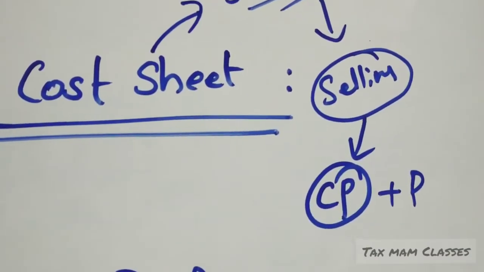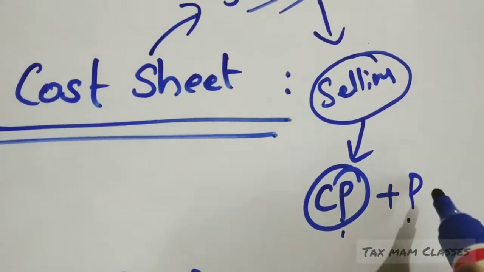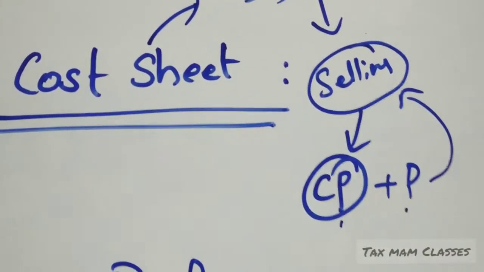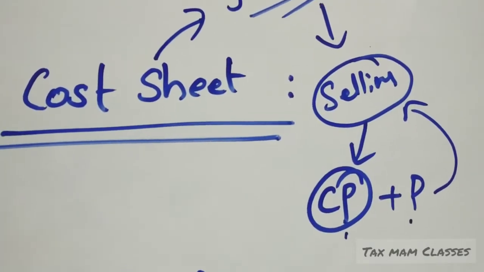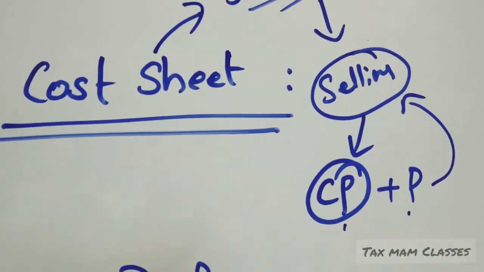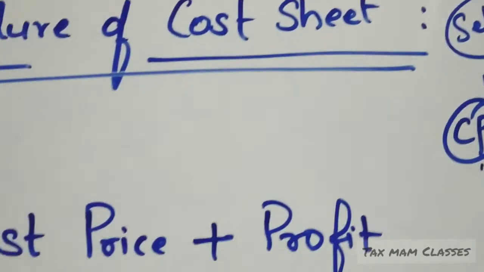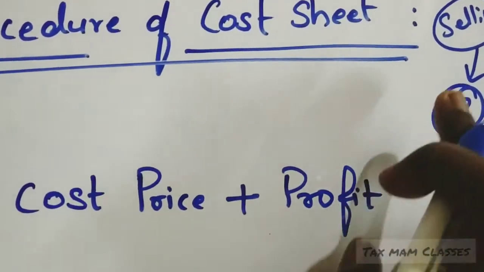So it's not a mathematical problem where you just add cost price plus profit and get some selling price. It's not the case. We are determining how much the selling price should be according to the cost price. So we have to analyze the cost price. See here, the cost price plus profit we will get as the selling price.